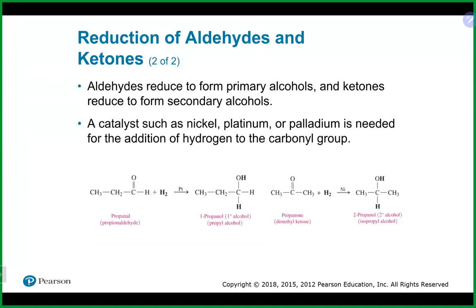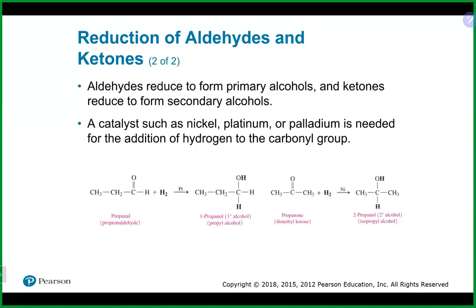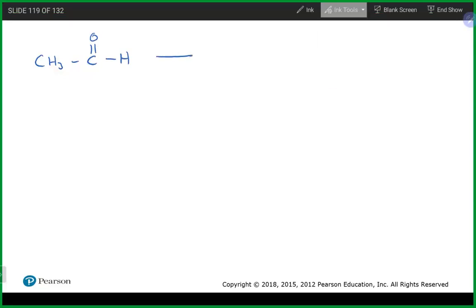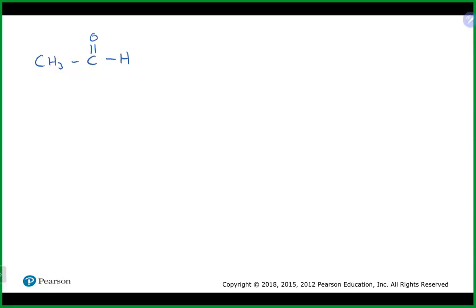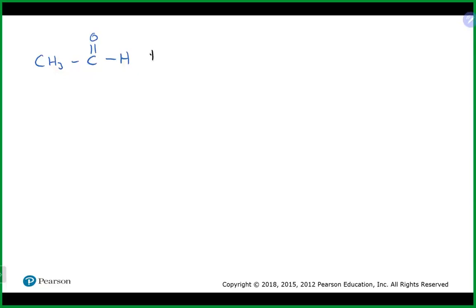Now, I talked about earlier that you can do a reduction of an aldehyde or ketone, and you will end up with your alcohols back. Let me just find a page where I could maybe draw here. So if we took our aldehyde, for example, and we wanted to put it through a reduction reaction, we would add some H2.